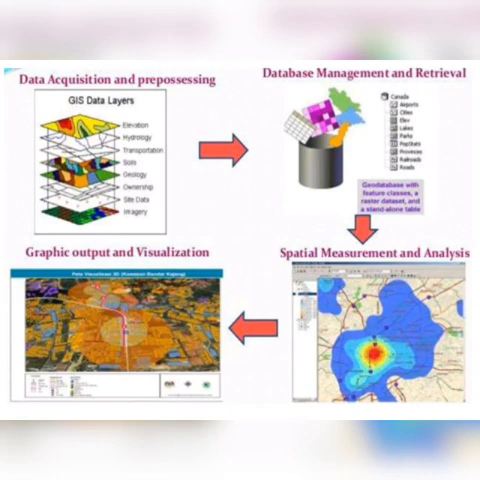The next one is database management and retrieval. Based upon the data acquired, the data are organized and sent for spatial measurements. The spatial measurement is nothing but measurement of values in terms of linear or angular or in terms of temperature or anything. After the spatial measurement and analysis, finally the data output is sent as a graphical output and visualization.